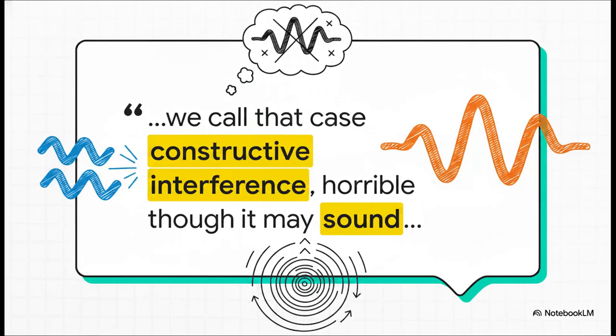I absolutely love how Feynman puts this in his lecture. He says, if the interference term is positive, we call that case constructive interference, horrible though it may sound to anybody other than a physicist. It really highlights how we repurpose ordinary language in science. Normally, interference implies a hindrance, right? But here, constructive interference is literally the greatest tool we have to amplify our signal.